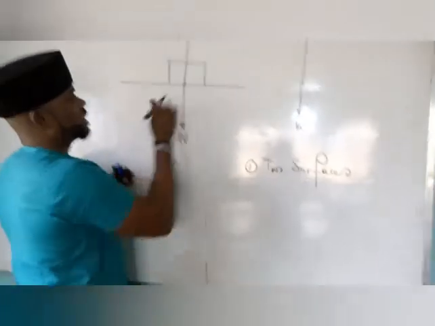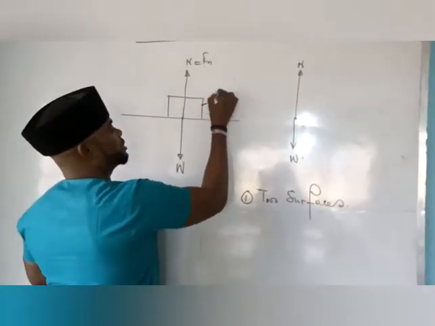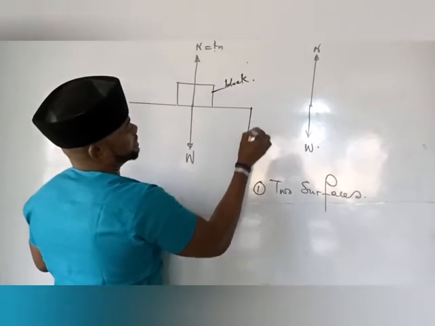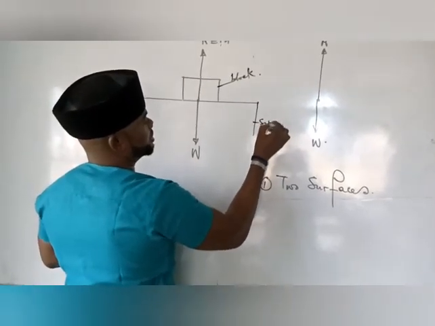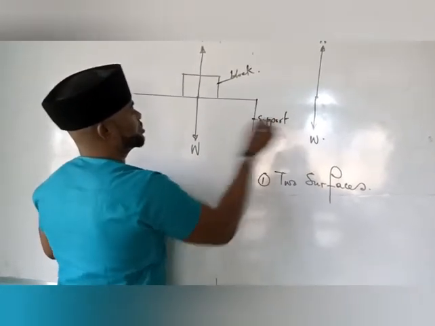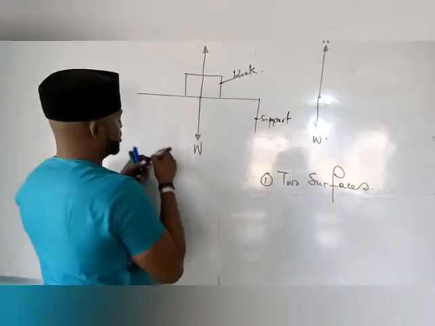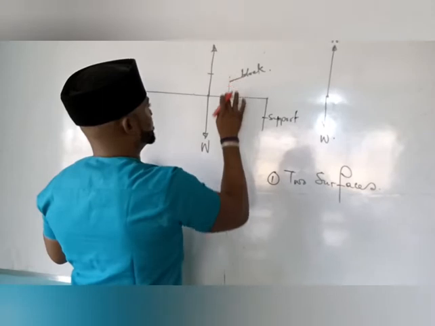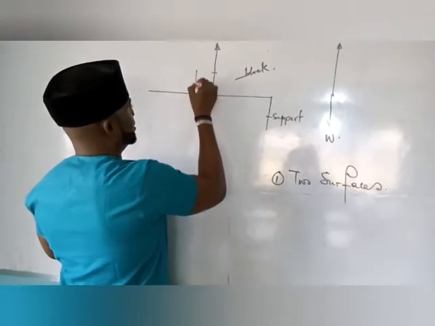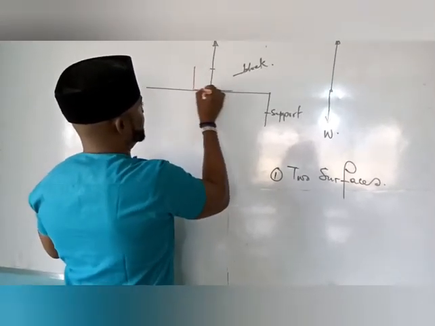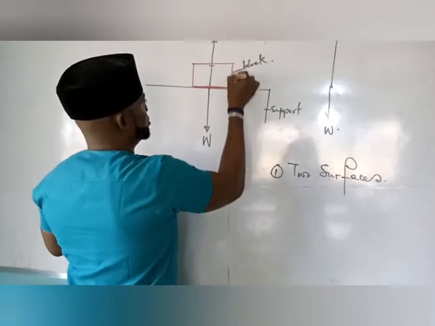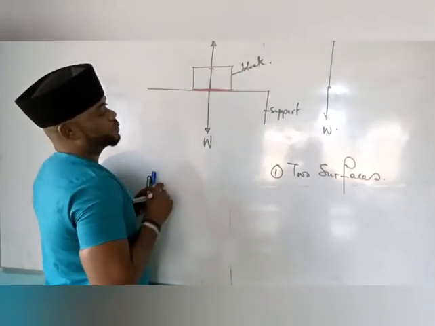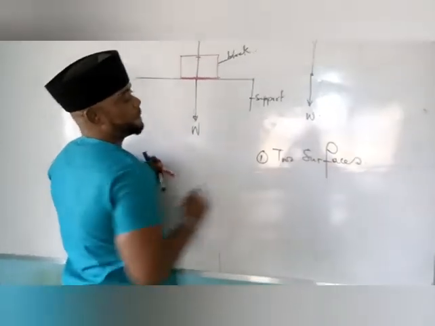In this case, we have the block. Then we have the support. So this is the support, and there is an interface between the two. So this is the block, and then this is the support. Now, these are the two surfaces.